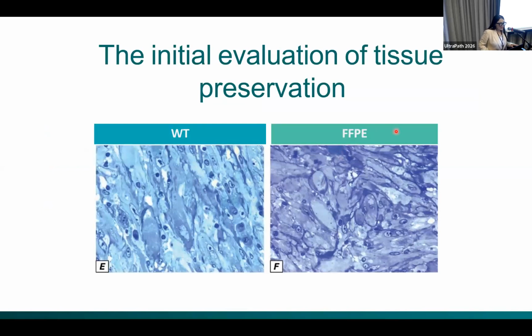Okay, so for the initial evaluation of the tissue preservation, this is an important step in all the processing because we were able to discriminate all the tumor cases without an optimal preservation. This is an example of the same tumor, a fibroblastic tumor. This is from a wet tissue, and this other one is from FFPE. So we can observe that actually these cells are well preserved compared to the wet tissue.